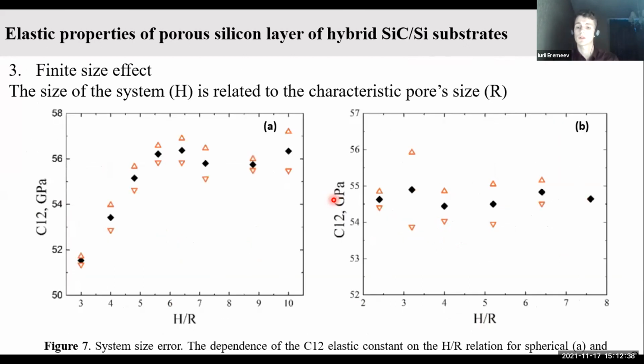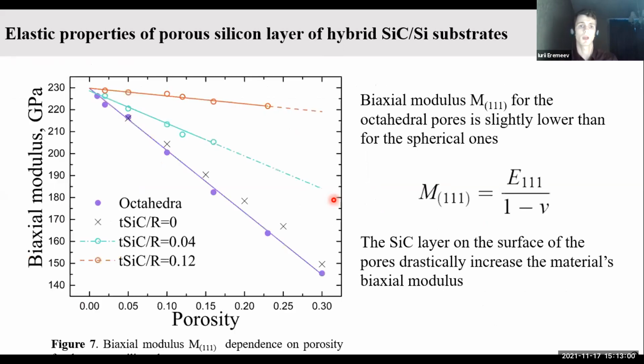So optimization for the system size is also carried out. The procedure is provided with the constant pore size and different H. In the case of spherical pores, saturation occurs at H over R approximately 6, and about 4 for octahedral pores.